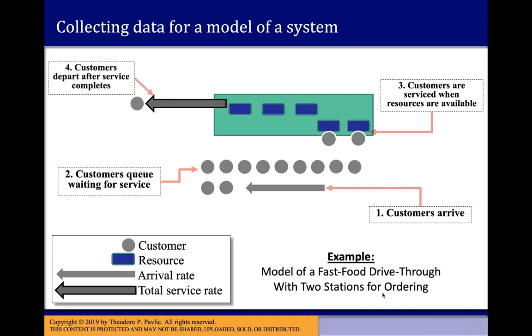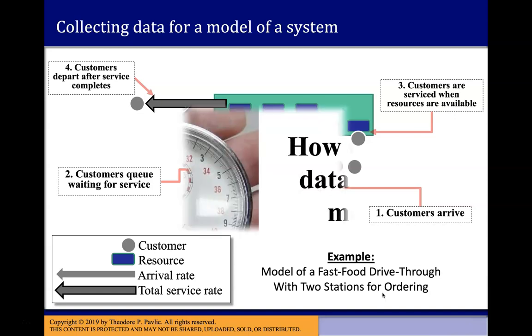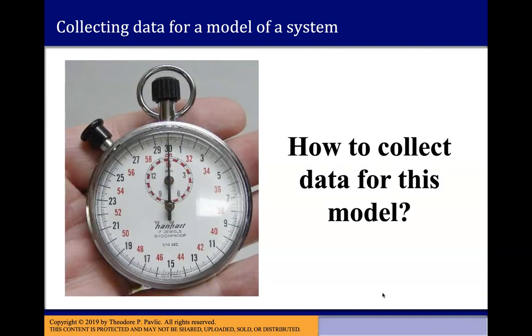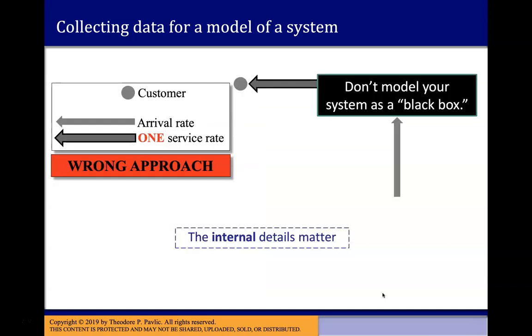So this is the basic structure of many systems, not just a fast food system, but like I said, banks, even maybe airports, etc. So the question is, how do we collect data for this model? What's the right data to collect, and what are the pitfalls we might get into?